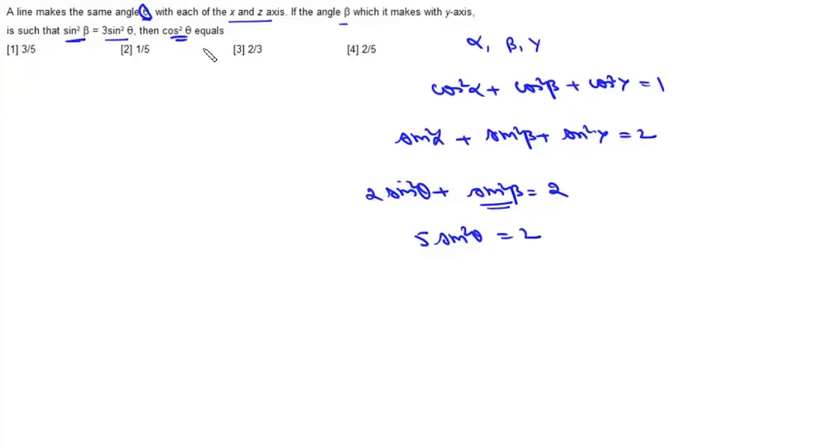Now we need to find cos square theta. Sine square theta is 1 minus cos square theta, so it will be 5 minus 5 cos square theta equals 2, or cos square theta is 3 by 5, and that's your option 1.